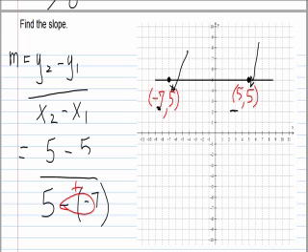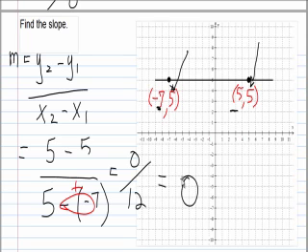Ultimately here it doesn't matter though. 0 divided by 12 is going to be 0. We have a 0 slope. Anytime there's a horizontal line, the slope is going to be 0. Why? Well, there's no rise. When you look at this line from left to right, it's perfectly flat.